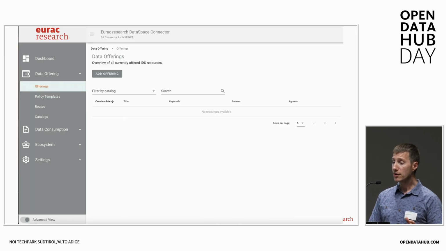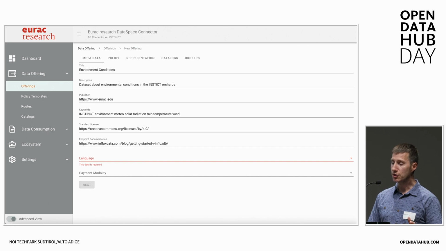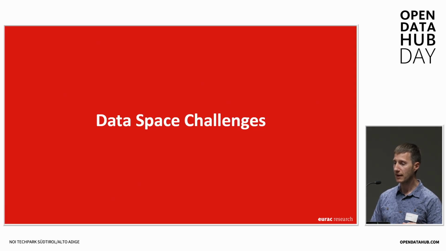Here you have just a screenshot of the user interface where each organization can fill in the information about the offering. So the dataset or application that they want to provide in this data space to the participants. It's just a list where you fill in, as an example, the license, the description of the dataset, and so on. And after, it will be immediately available in the data space for all the participants.